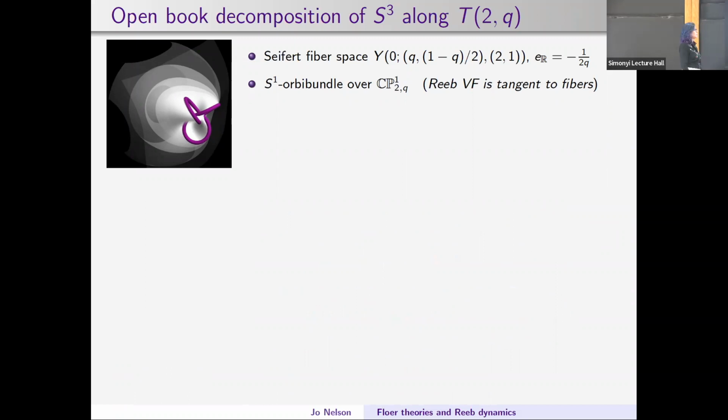Okay, so then the question is, great, we have this open book decomposition of S^3 along a torus knot. How do we actually compute embedded contact homology? What are the orbit sets that we would want to use? And then how do we even compute the ECH index? And Morgan and I spent a lot of time thinking about this.